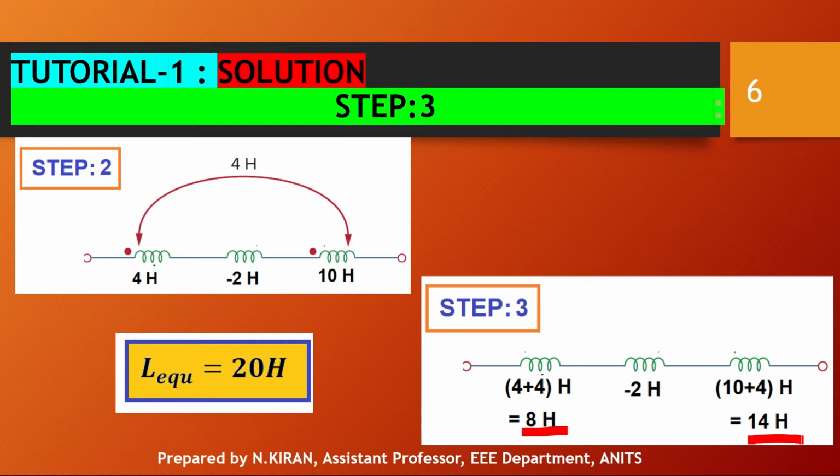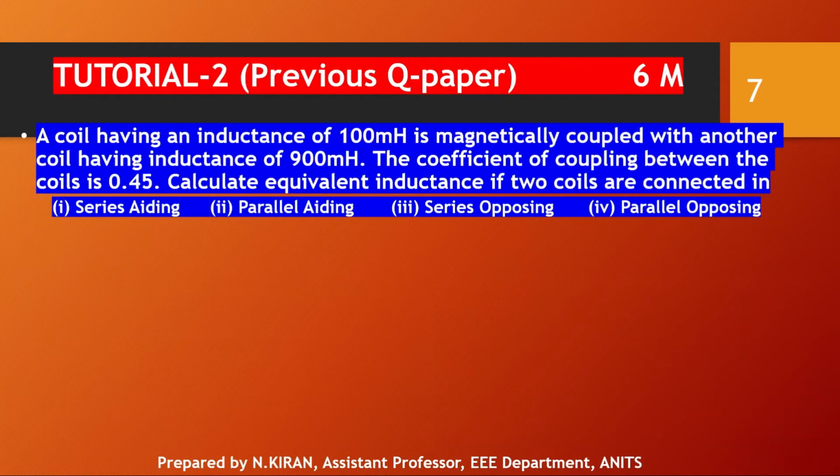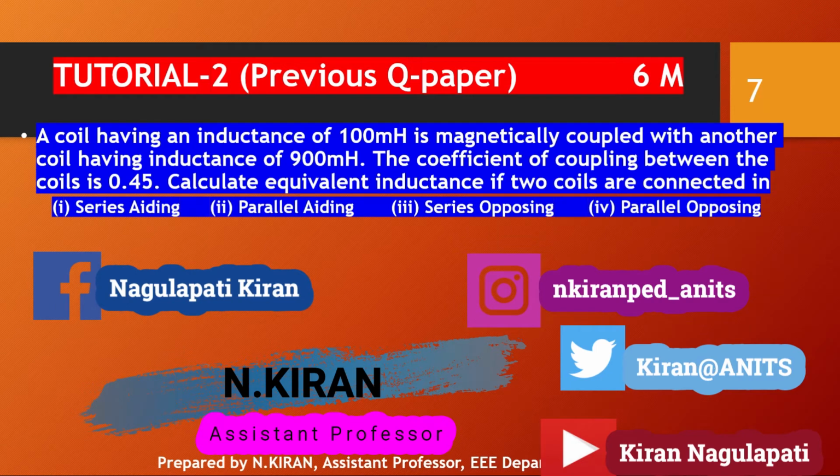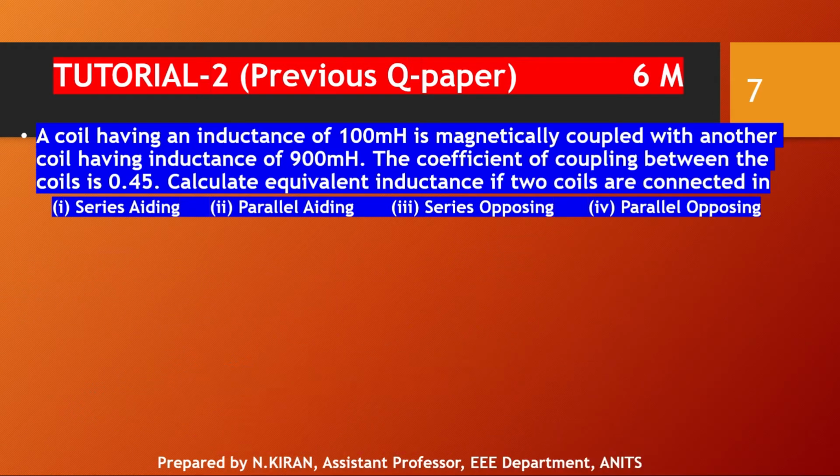The second sum, a coil having an inductance of 100 millihenry is magnetically coupled with another coil having inductance of 900 millihenry. The coefficient of coupling is given as 0.45. It asks us to find equivalent inductance if the coils are connected in series aiding, parallel aiding, series opposing and parallel opposing. We all know the formula for all the four cases for equivalent inductance.